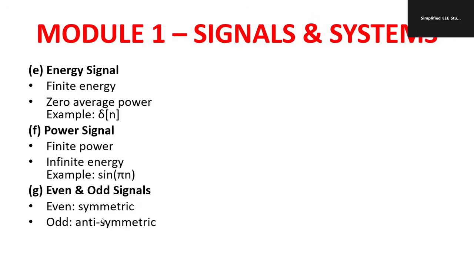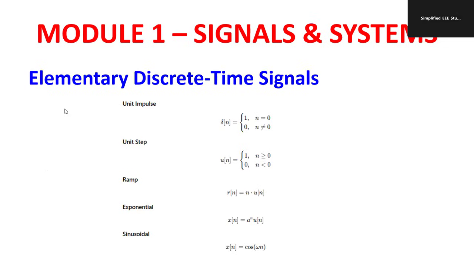What is an even and odd signal? An even signal is symmetric whereas an odd signal is anti-symmetric. Then explain elementary discrete time signals. This is very important: unit impulse signal, unit step signal, ramp signal, exponential signal, and sinusoidal signal. Kindly remember these equations. Apart from that, you have to draw the symbol diagram also.